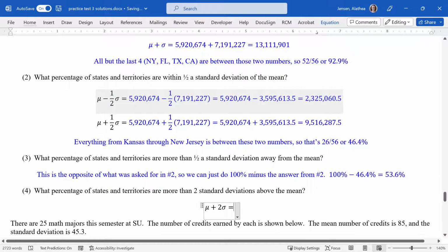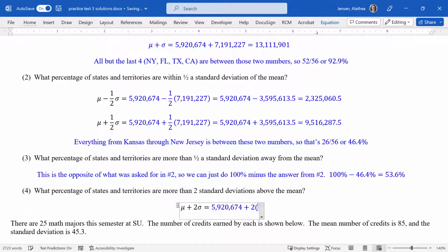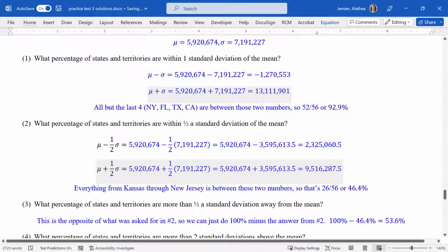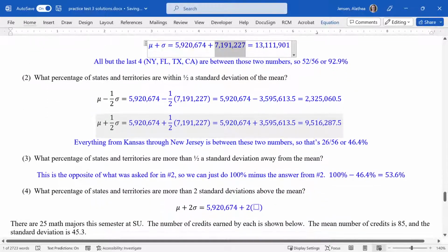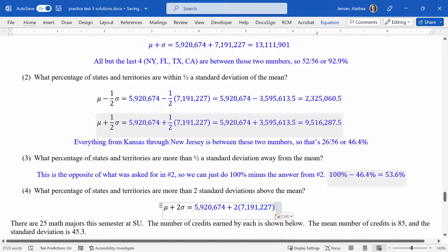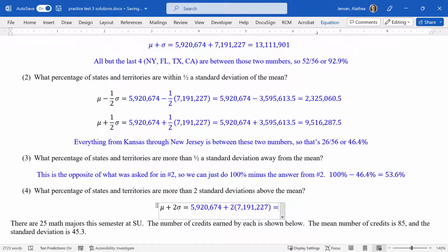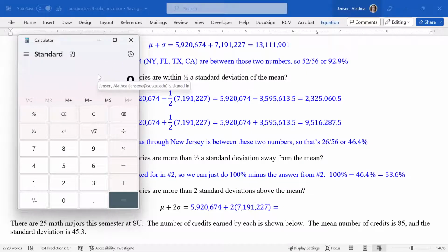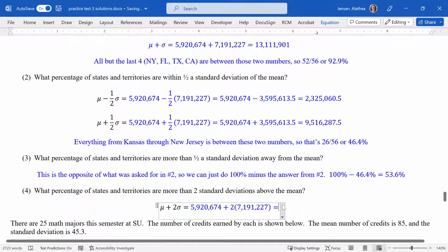And that is going to be, so copy paste these numbers here, mu plus 2 times, let's see, I think this was the standard deviation. Okay, put that in a calculator and you get, so let's see, I'm going to do the multiplication part first for my order of operations. 7,1,227. All right, and then I'm going to add the 5,920,674.